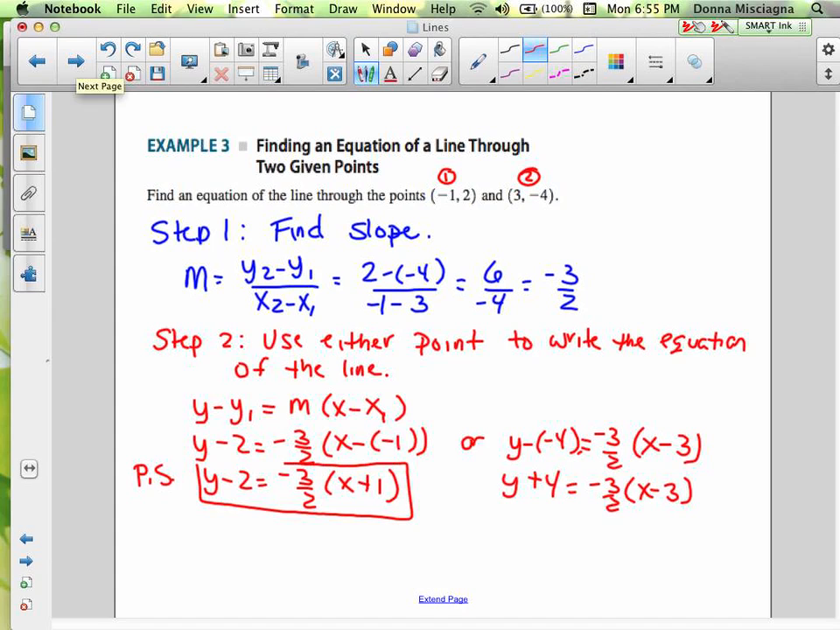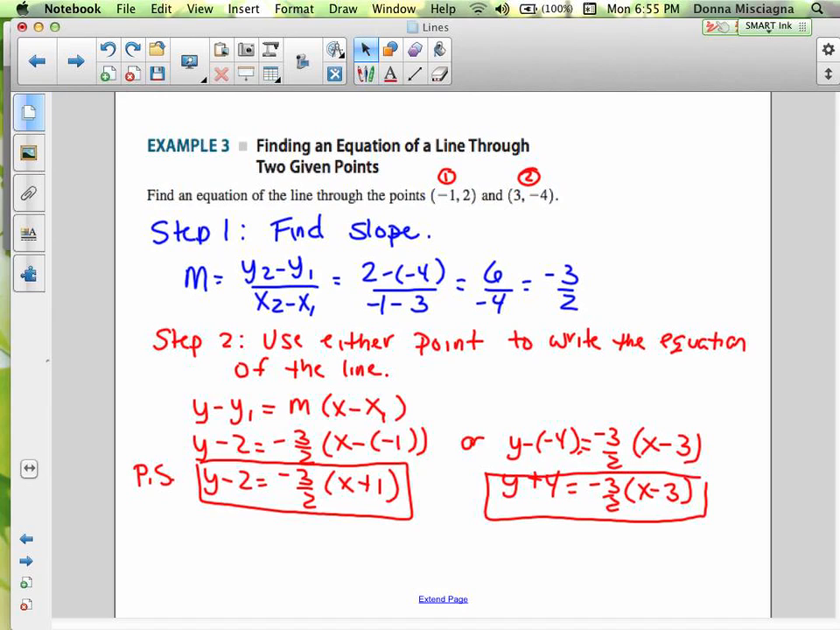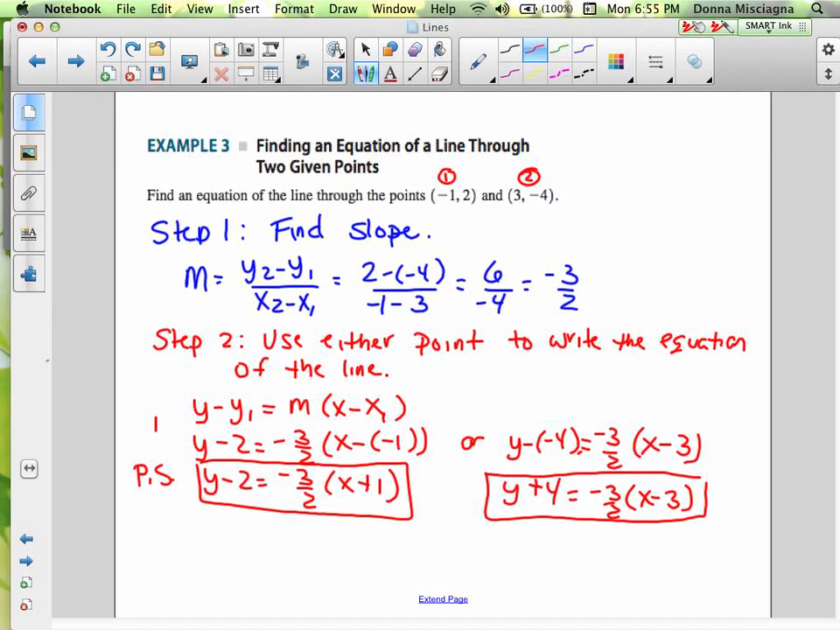So this equation or this equation, even though they look different, represents the exact same line. Right? If we were to simplify it to slope-intercept form, we would have the exact same equation. So this is just using point 1, and this is using point 2. But they represent the exact same line, and they are equivalent, even though they look a little different.